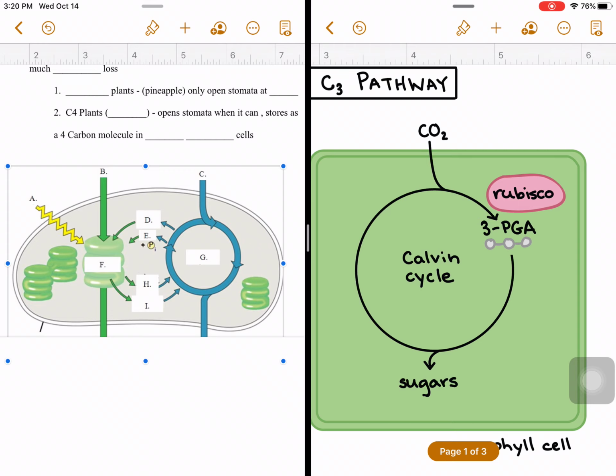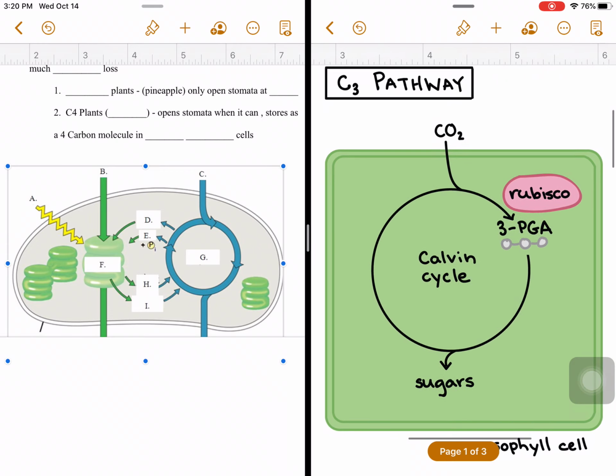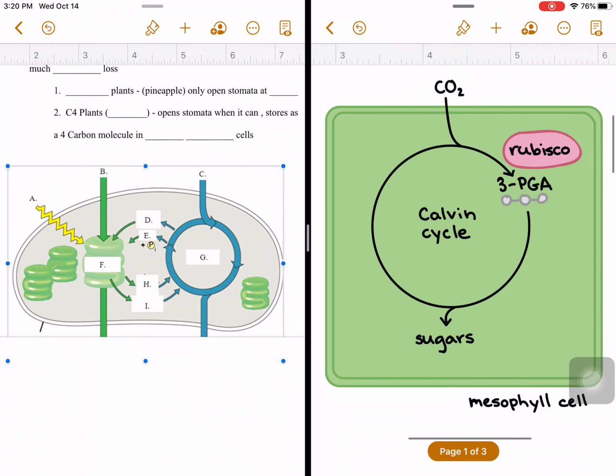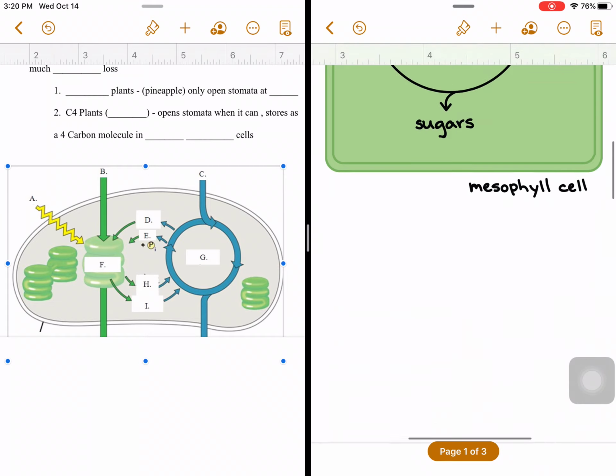In a normal plant, let me go back here, in a normal plant, in the C3 pathway, because you have a 3-carbon molecule, rubisco, that comes into play, and it makes a 3-carbon molecule, you'll take in the carbon dioxide and you use it immediately in the mesophyll cells of your leaf, and it immediately goes in the Calvin cycle and makes sugars.